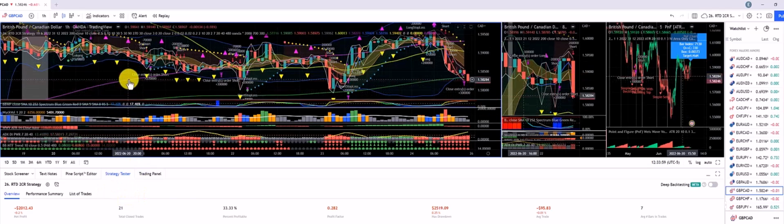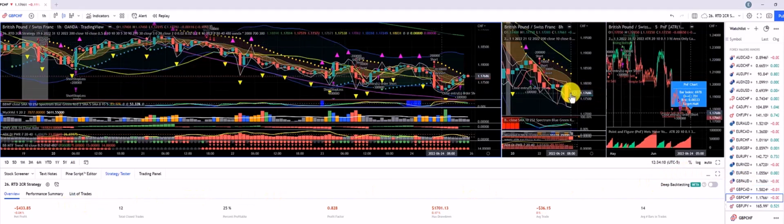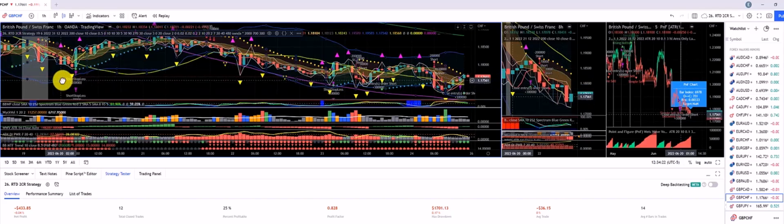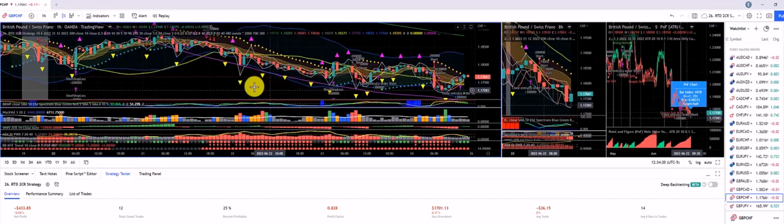Reflected on the overall tactical picture with a loss of $2,012. British pound Swiss franc, same thing. No price target on the strategic picture. Price action below the dragon, in the dragon, back below, and reflected on the tactical picture. As you can see here, a lot of chop with a loss of $433.